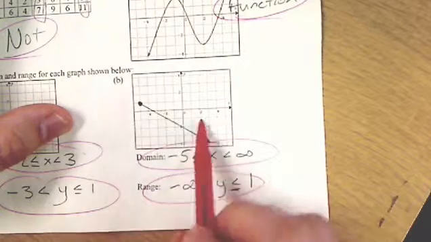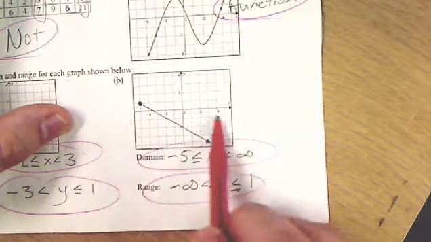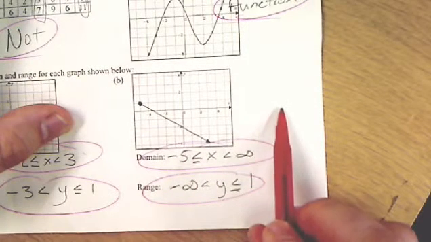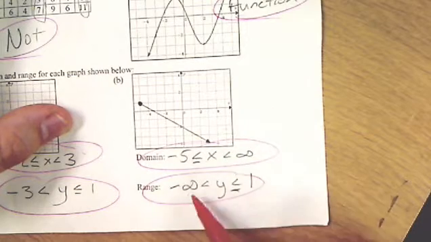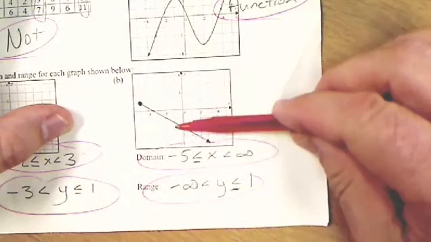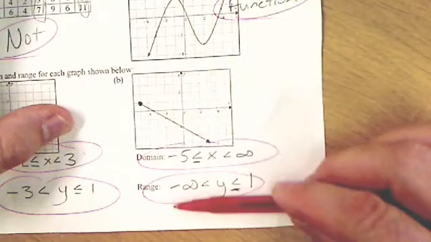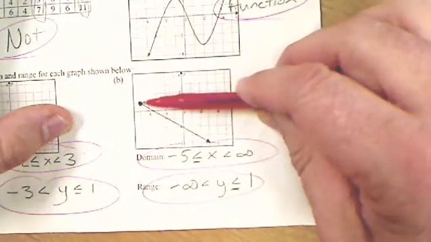Domain, possible x is -5. And the largest x value is infinity. My range, my lowest y value is -infinity, and my highest y value is at 1.